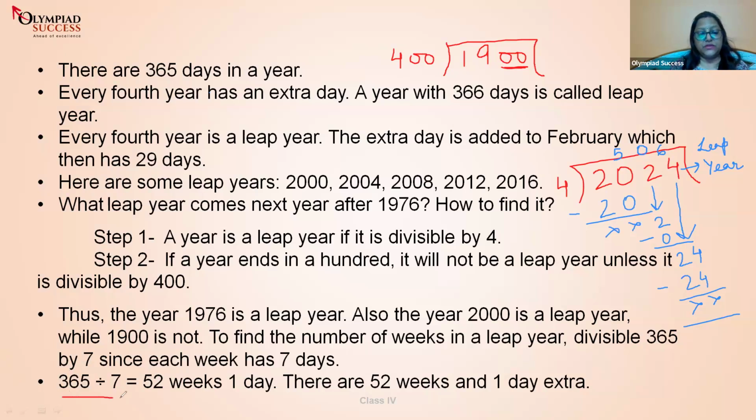They have given you 365 divided by 7 is 52 weeks and 1 day. So all this we have done. Now you can see over here they have written that if a year ends in 100, it will not be a leap year unless it is divisible by 400. A year is a leap year if it is divisible by 4.